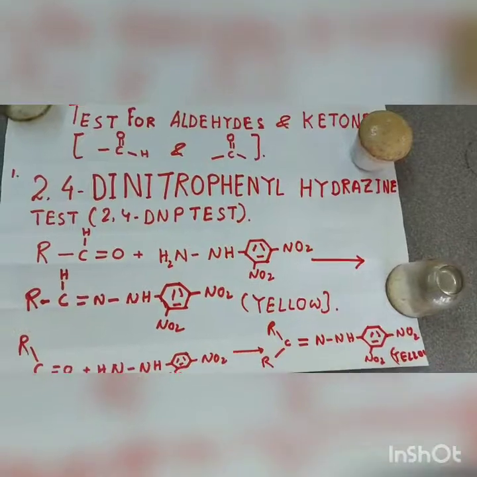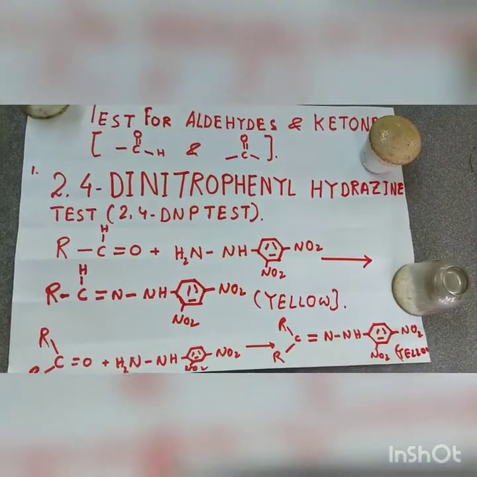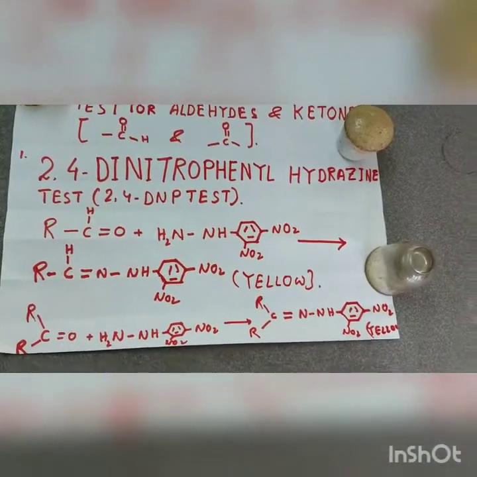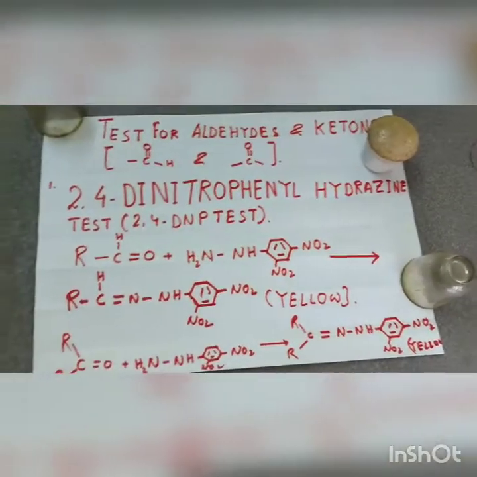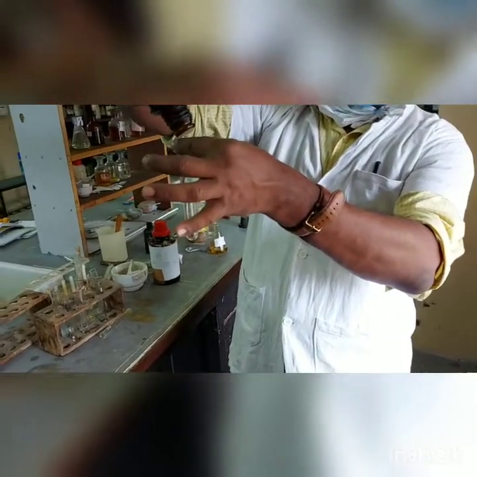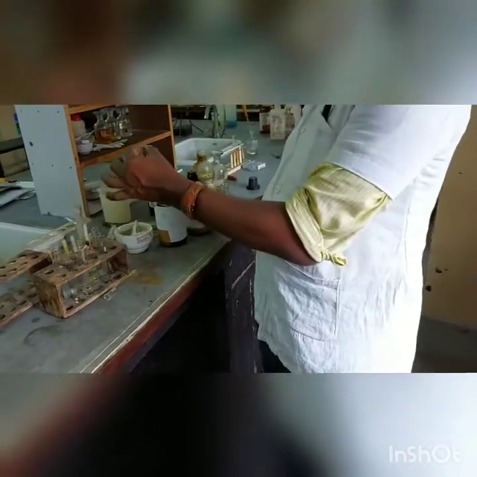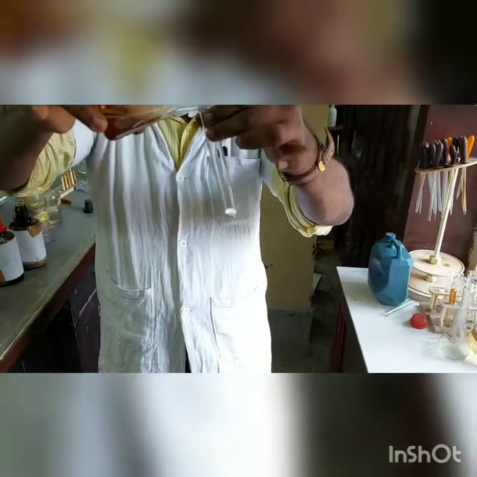See, aldehyde and ketone both have a C double bond O, that is the carbonyl group, and both of them will give the same positive test with 2,4-DNP, that is 2,4-dinitrophenylhydrazine. Just see, I am going to take aldehyde solution in a test tube. Only a few drops I have taken. Then I am going to add 2,4-DNP solution here. See the color.